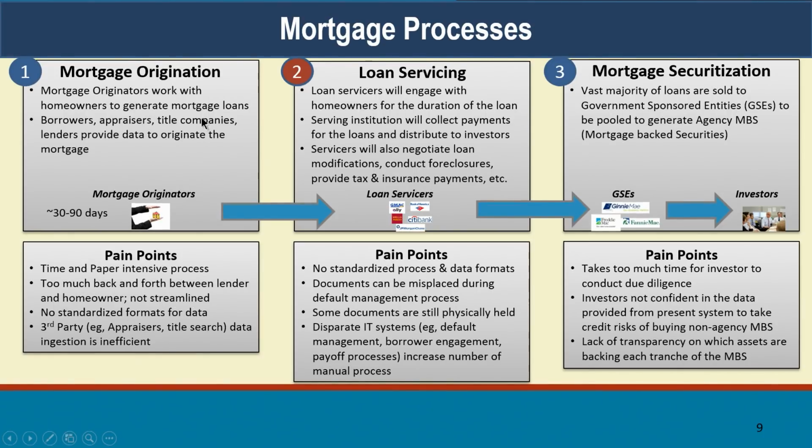And there are a lot of these checks and balances that are done in the mortgage origination. And today, like I said, it could take anywhere between 30 and 90 days for you to even figure out whether a mortgage can be applied for this property. So it's very time and paper intensive, too much back and forth between multiple parties, between the lender, which is a bank or a financial institution, and the homeowner, right?